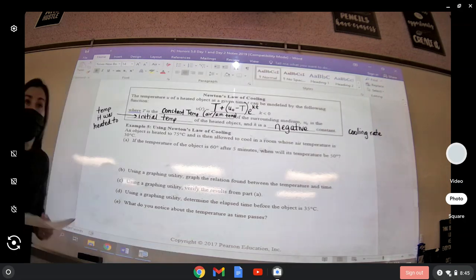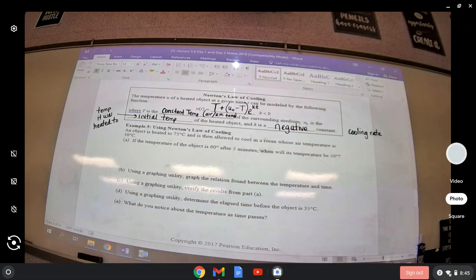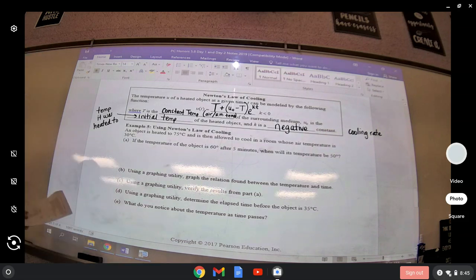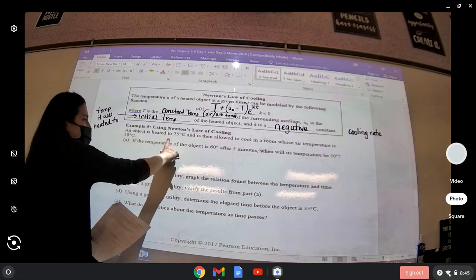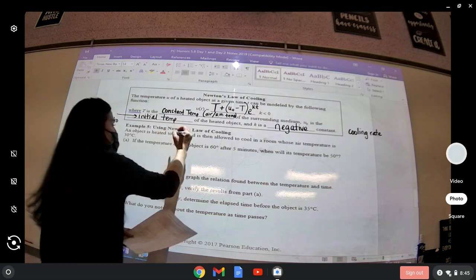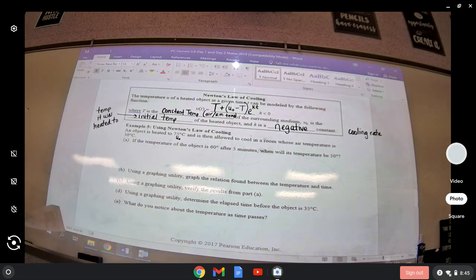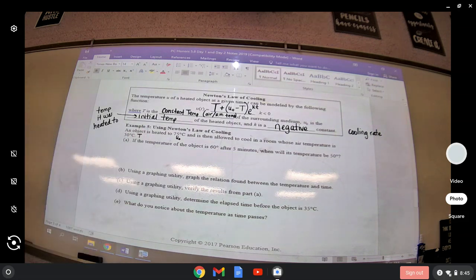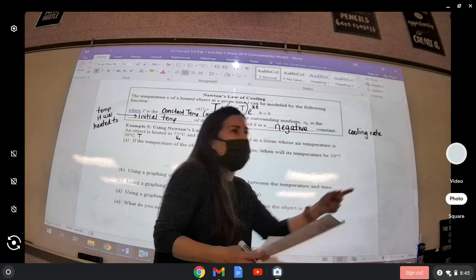And since it's cooling, the temperature is going down, it's a decay problem. All right, ready? Here we go. So the first example, the only example, says an object is heated to 75 degrees. Guys, that's U sub 0. That's the temperature it was heated to, and is then allowed to cool in a room whose air temperature is 30 degrees. So that's capital T. All right? If the temperature of the object is 60 degrees after 5 minutes, when will its temperature be 50 degrees?